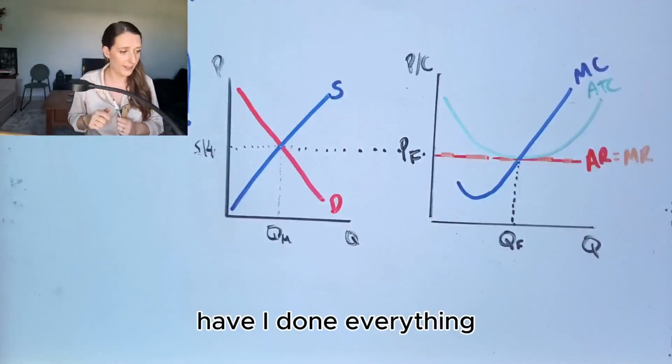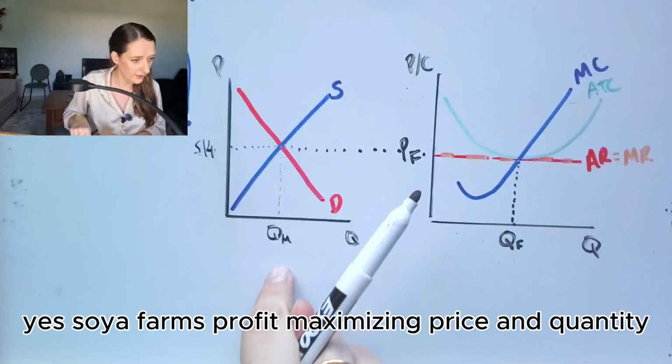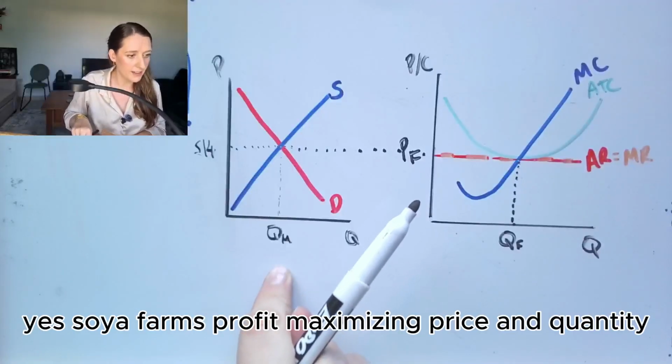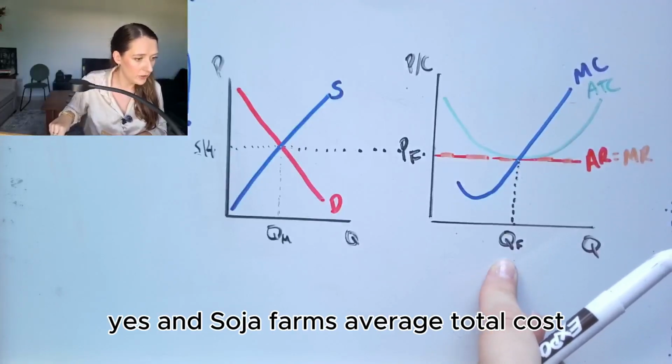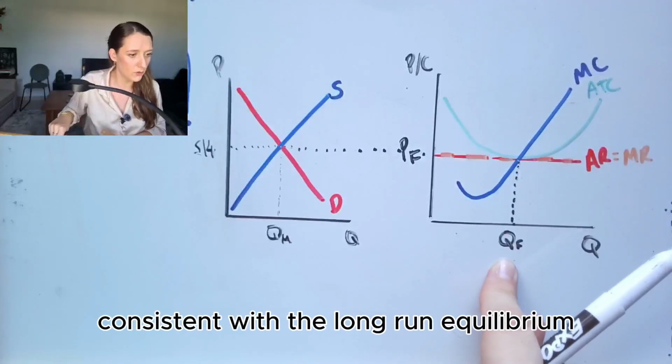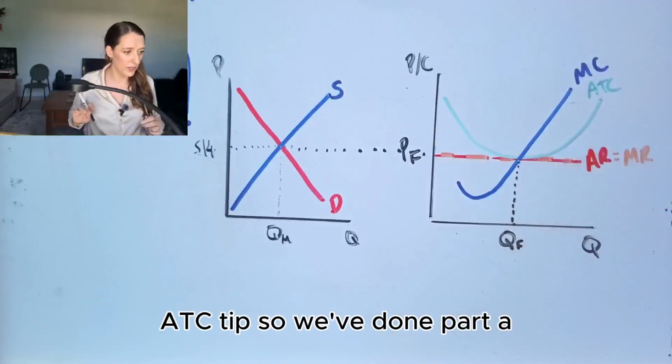Have I done everything? Let's check. The market equilibrium price and quantity. Yes. Soja Farm's profit maximizing price and quantity. Yes. And Soja Farm's average total cost consistent with the long run equilibrium, labeled average total cost. Yes. ATC is here. So we've done part A.